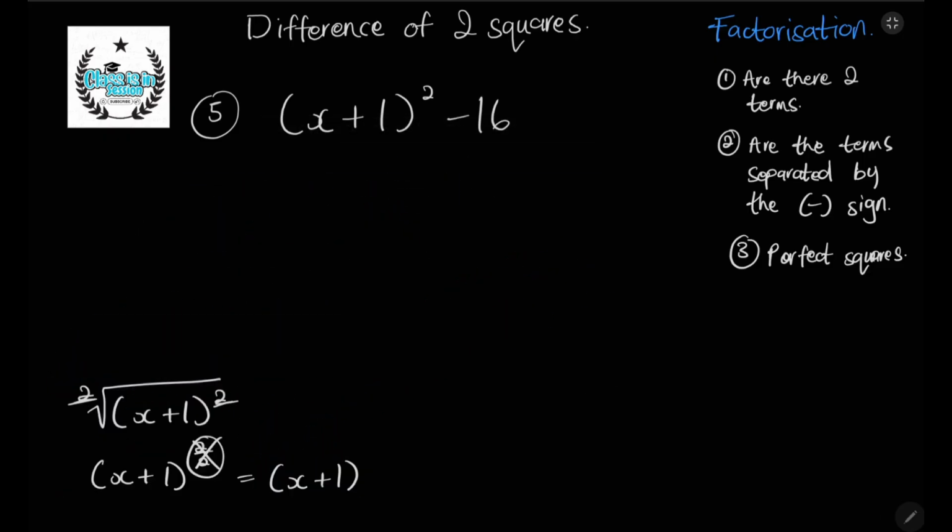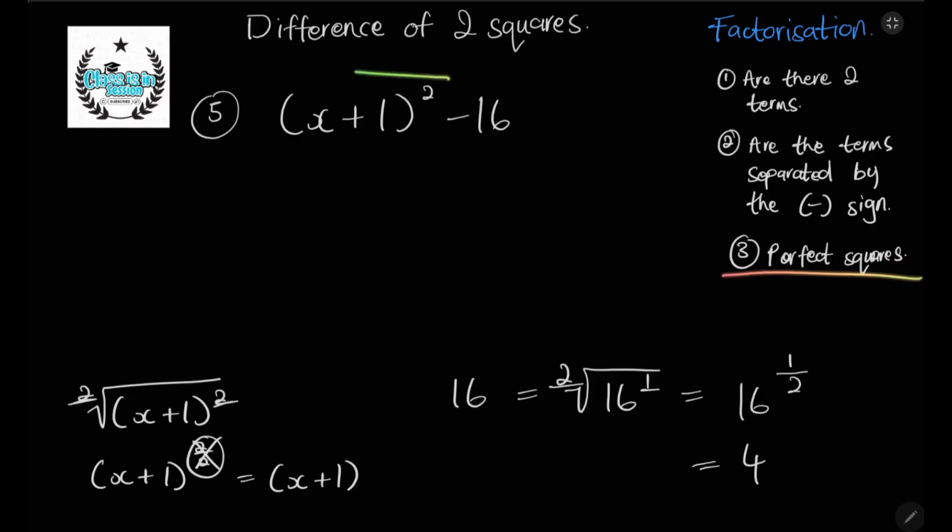We have 16. We put it under a square root, so it's 16 to the power 1. There's an invisible 2 there. So this should be inner over outer, to the power 1 over 2. 16 to the power 1 over 2 should give you 4. So they are perfect squares. Both terms are perfect squares, so we meet all the conditions.